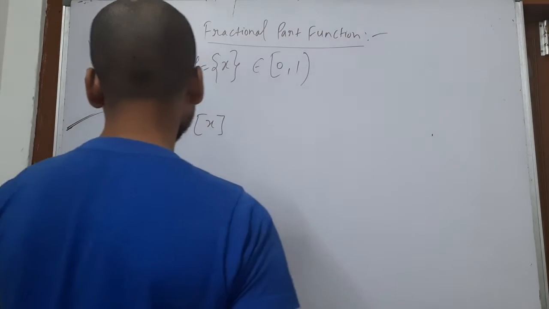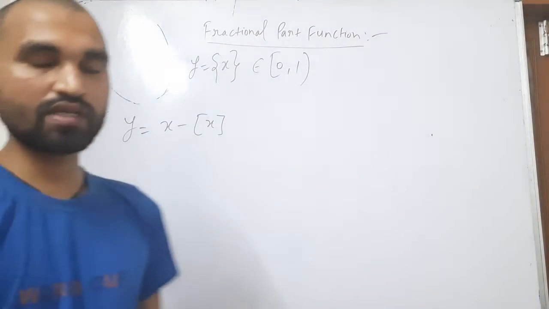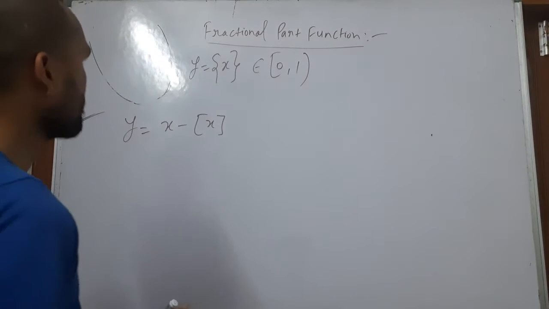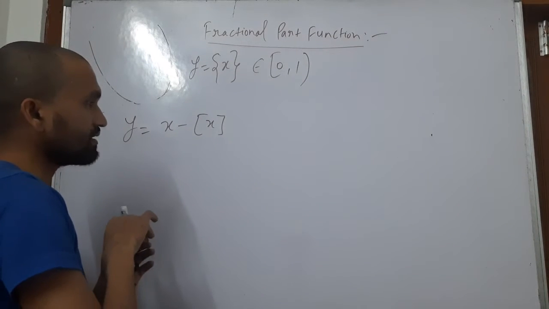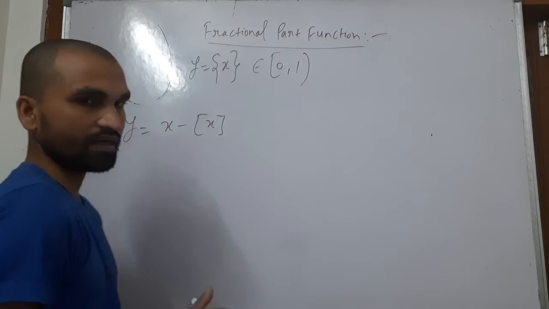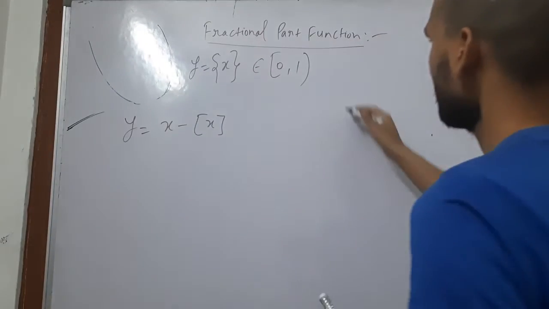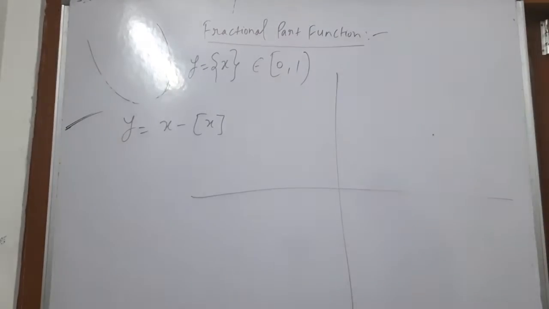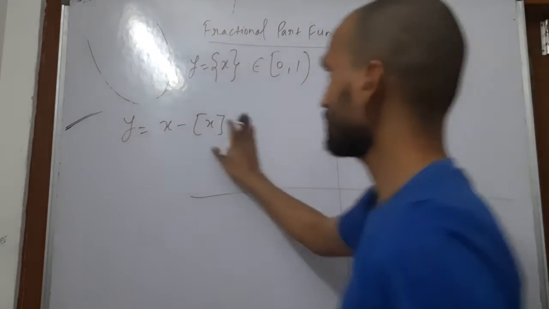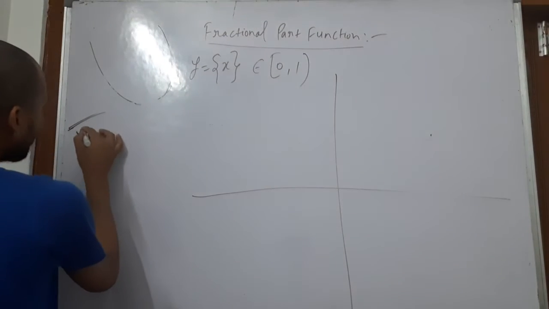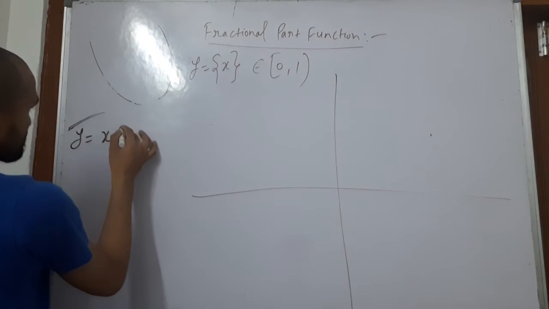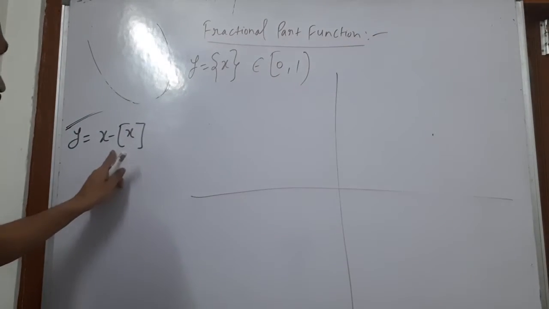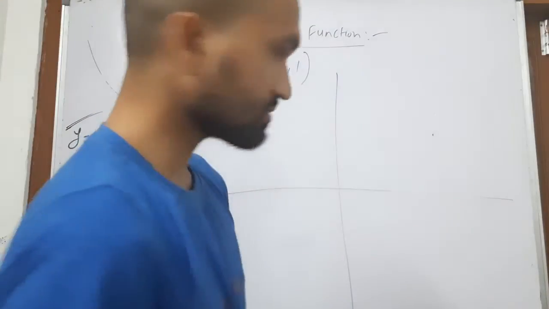Okay. So, before drawing the graph, we have to take some values. We will vary the x and after that we will get the graph. So let us draw the x and y plane. What is y? y is equal to x minus greatest integer x. This is the result of fractional part x.